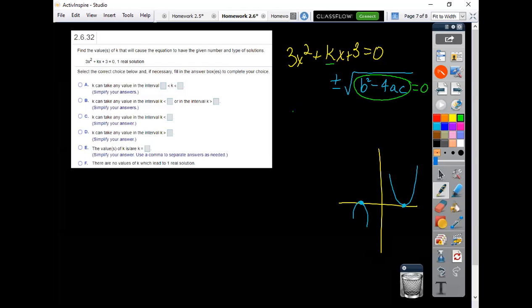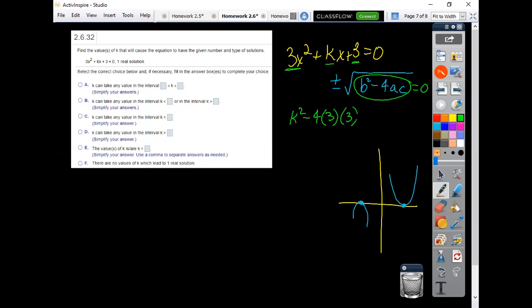B is k, so k squared minus 4 times a is the 3, times c is this 3. And so we have k squared, 9 times 4 is 36, so minus 36, and that has to equal 0. So if you add the 36 to the other side, and if we have k squared equals 36, then square root both sides, k is positive or negative 6.